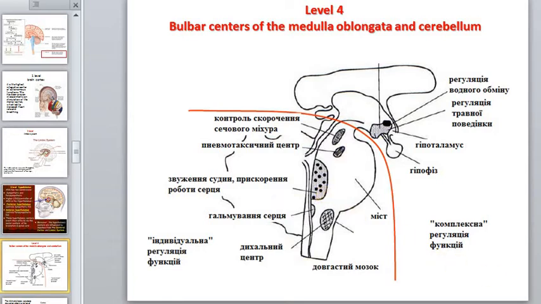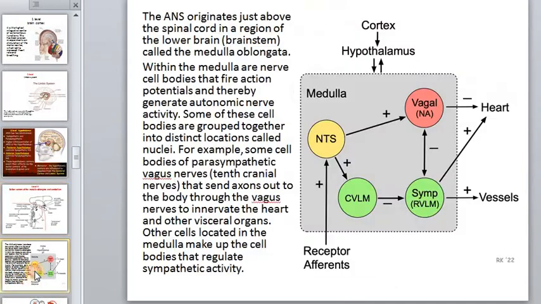oblongata and cerebellum. The autonomic nervous system originates just above the spinal cord in a region of the lower brain, the brainstem, called the medulla oblongata. Within the medulla are nerve cell bodies that fire action potentials and thereby generate autonomic nerve activity. Some of these cell bodies are grouped together into distinct locations called nuclei.